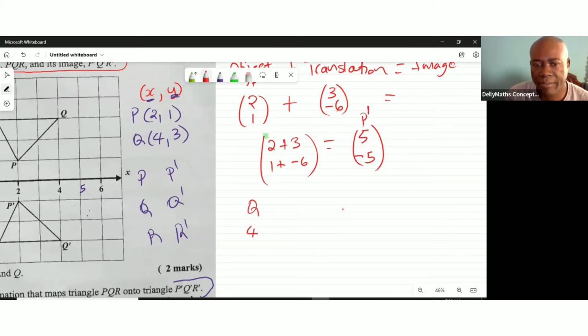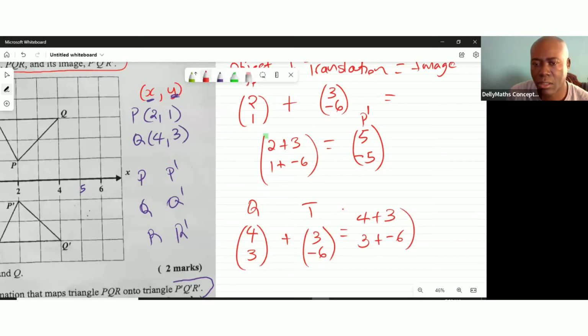Q in a vector format is 3, 1, 4, 3, should say, plus the translation, I'll put T for it, 3, negative 6. And if we add this, 4 plus 3, 3 plus negative 6, we're looking at 7, negative 3, and this would have been Q prime.